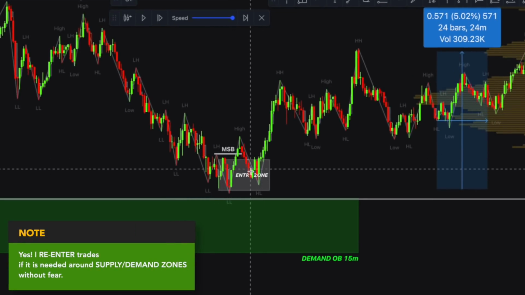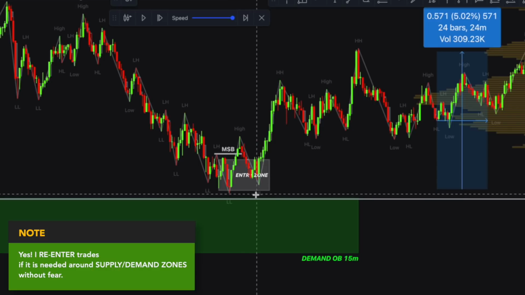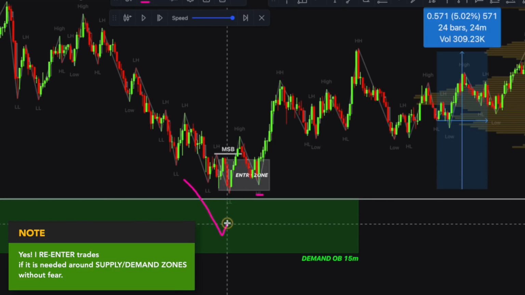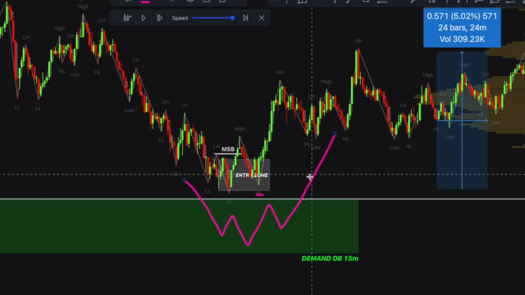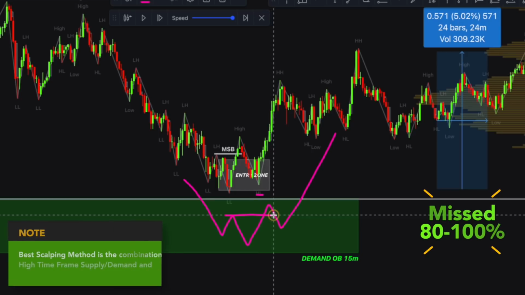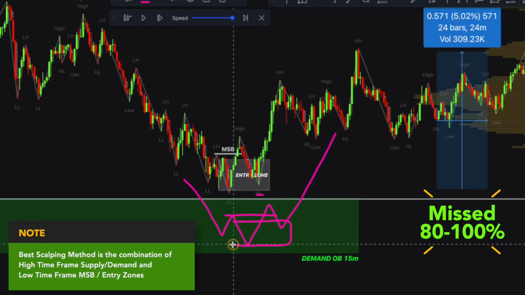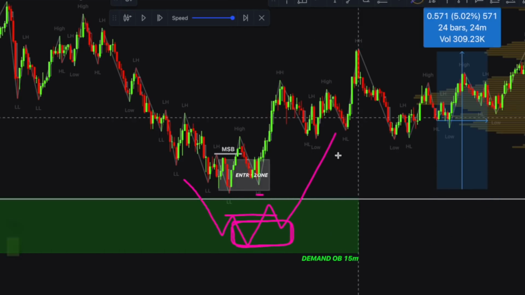That's it. If I was stopped out, I would wait for the price to enter my demand area and wait for another MSB and enter the trade again. Guys, forget about everything. Just use market structure breaks and entry zones. Then combine it with high time frames and low time frames. Your life will change. This is how you should scalp.